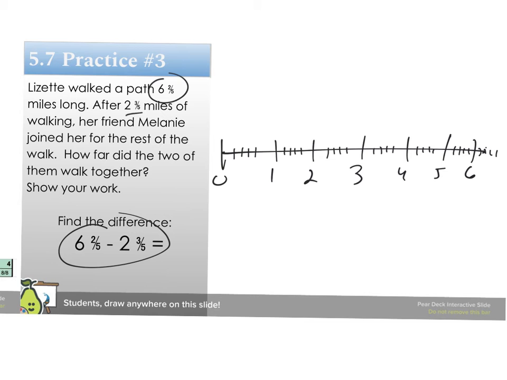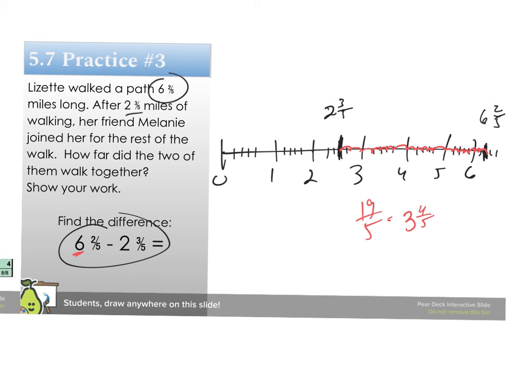Now 6 and 2/5. I'm starting here. Subtract 2 and 3/5 would be here, 2 and 3/5, and this is 6 and 2/5. What is the difference between them? I would say 1, 2, 3, 4, 5, 6, 7, 8, 9, 10, 11, 12, 13, 14, 15, 16, 17, 18, 19, 19/5. And if I change that, that would be 3 and 4/5, because 3 times 5 is 15, plus 4 is 19. So 3 and 4/5.